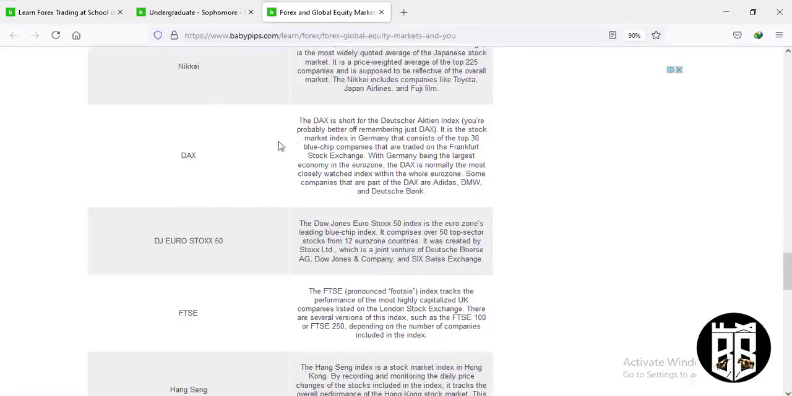Next is DAX. The DAX is a short form of Deutscher Aktien Index, often called DAX. It is a stock market index in Germany that consists of the top 30 blue chip companies that are traded on the Frankfurt Stock Exchange. Now, with Germany being the largest economy in the Eurozone, the DAX is normally the most closely watched index within the whole of the Eurozone. Some companies that are part of the DAX are Adidas, BMW, and Deutsche Bank.